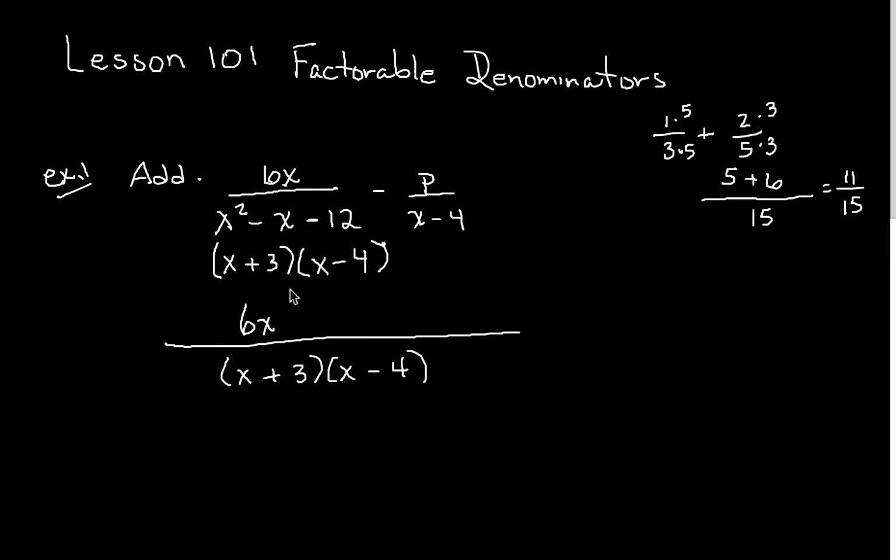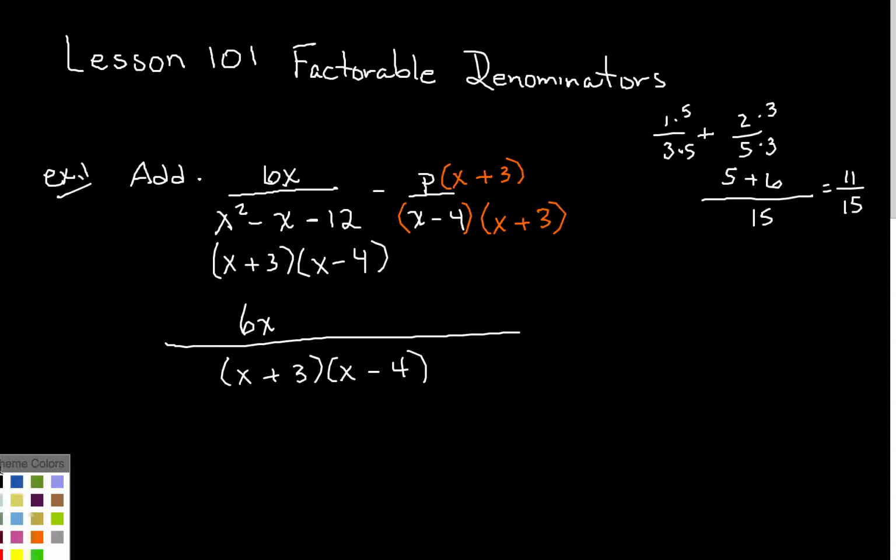What does this denominator need? Well, it needs an x plus 3. So whatever you do to the denominator, you have to do to the numerator. It's the same as multiplying by 1 when it's something over itself. So we're just going to multiply that through.